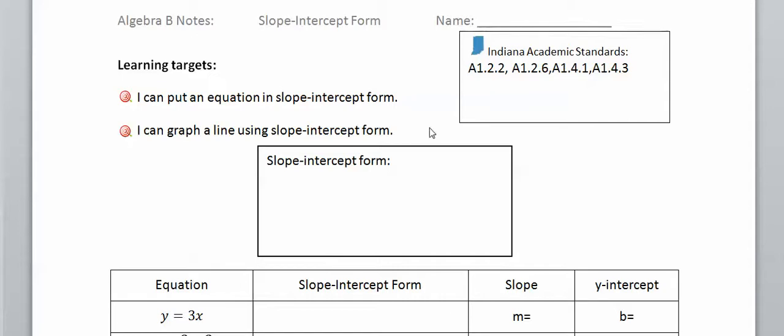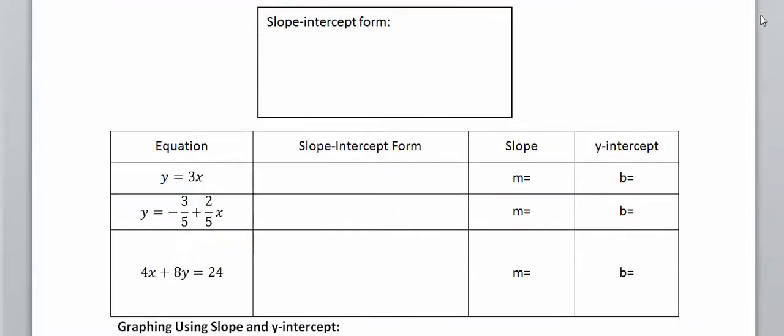Okay, so today's learning target is: I can put an equation in slope-intercept form, and I can graph a line using slope-intercept form. Alright, so first, slope-intercept form is just a form that we can write an equation in that will give us information quickly.